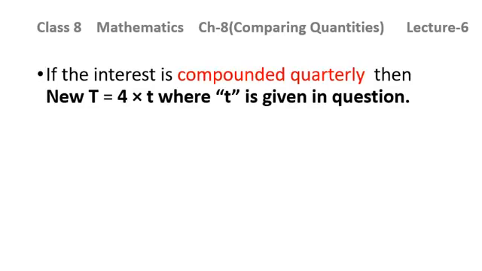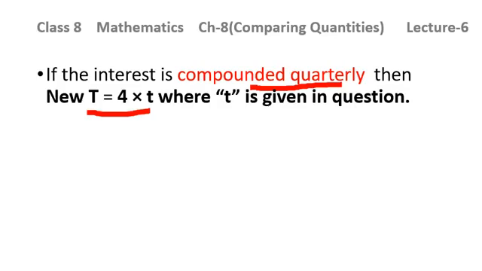Now, if interest is compounded quarterly, then time will be multiplied by 4 and rate is divided by 4. We have seen in the previous slides. So what will be the effect on time? It will be multiplied by 4.